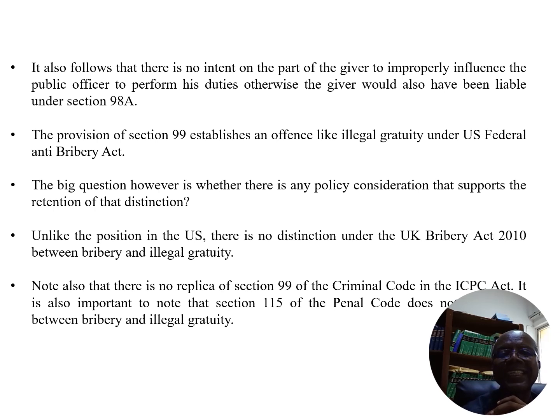The provision of Section 99 establishes an offense like illegal gratuity under U.S. federal law. Now, under the U.S. Federal Anti-Bribery Act, there is also the offense of illegal gratuity, which is different from bribery. The illegal gratuity targets where the public officer is given a gift or a property or benefit of any kind as a reward for performing his duty. It's not to influence him or to sway him in the honest and impartial performance of his duty. So this was perceived to be a lesser offense.